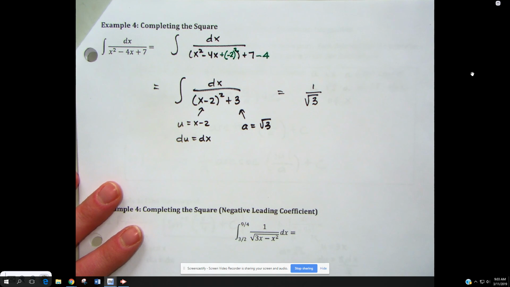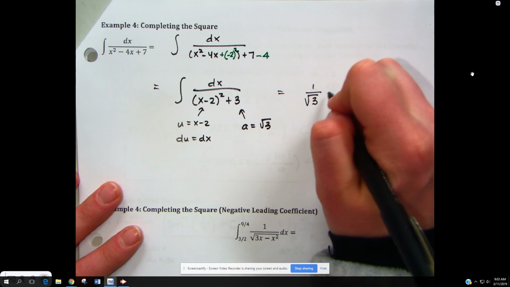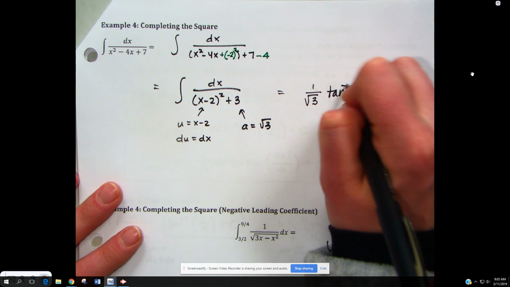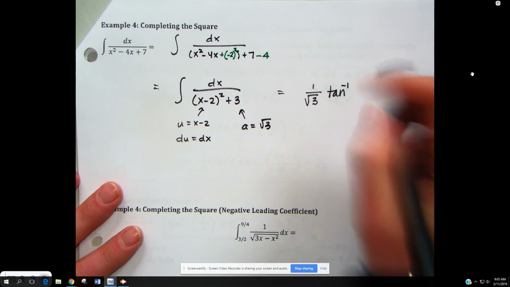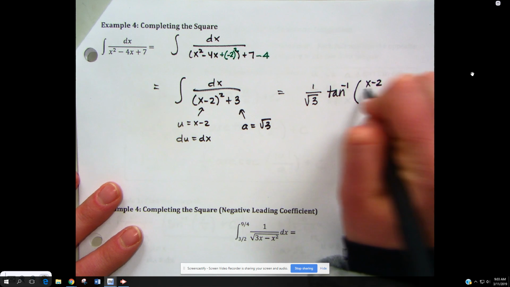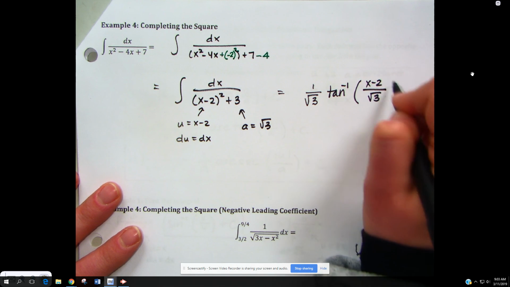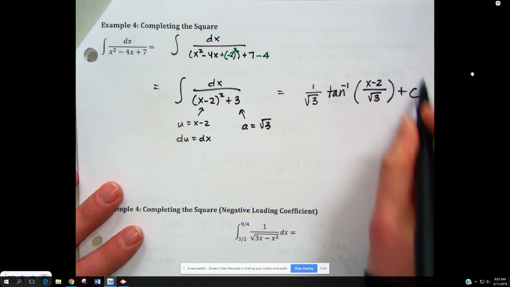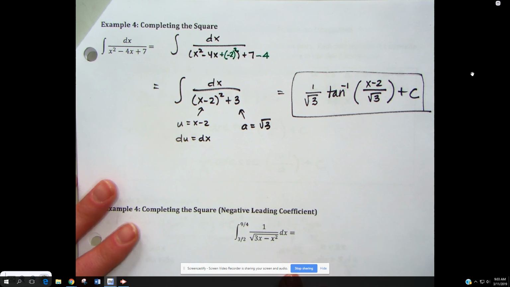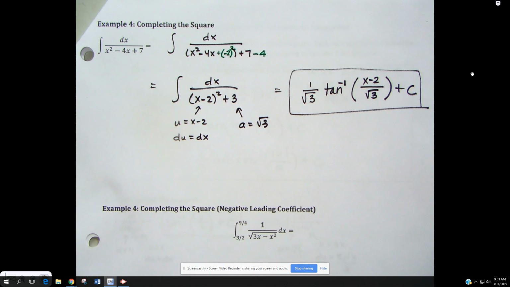I'm looking at my formula, right? 1 over a, arctan. Let's use tan inverse, it's faster. And then I use u over a. Right, so I didn't have a way to start this problem, but I could force the inverse trig on it by using that complete the square process.